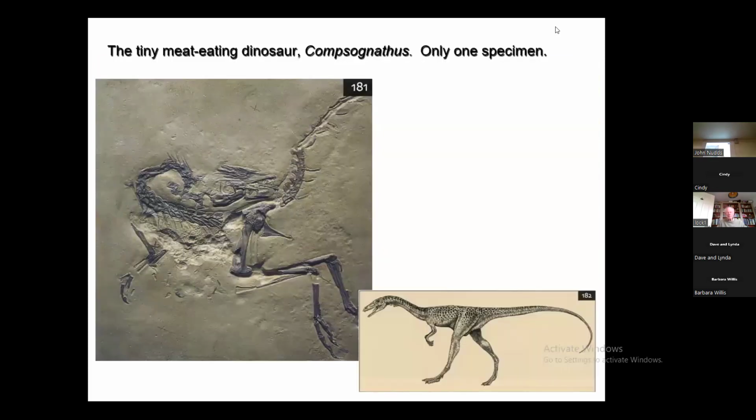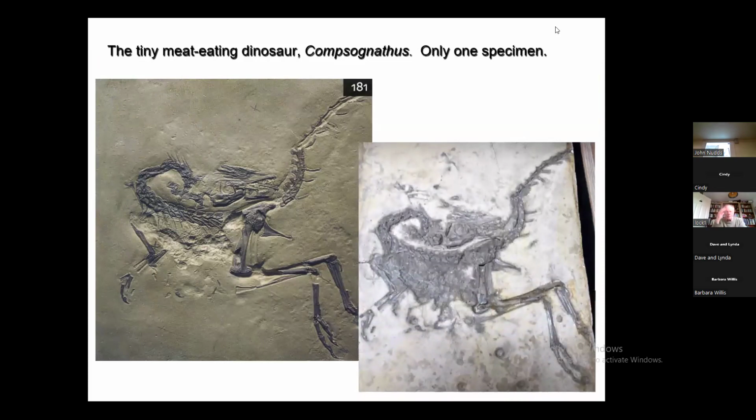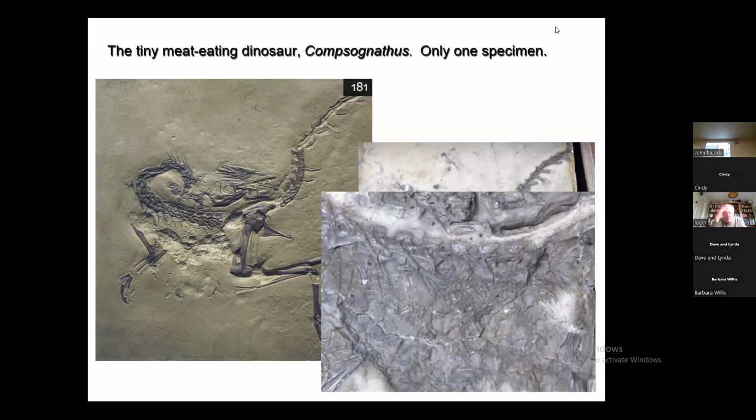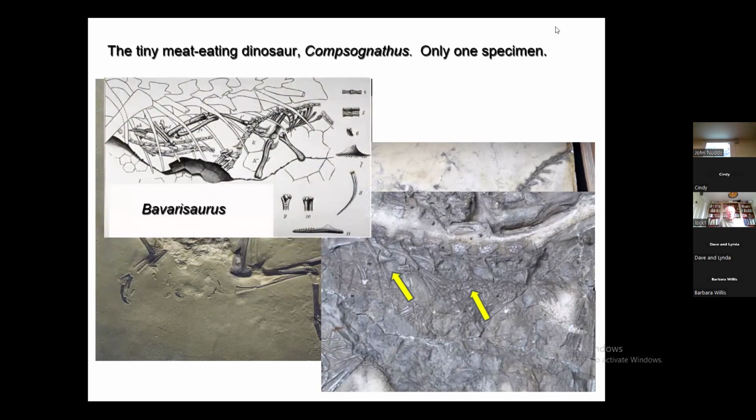And then we come to what I used to say was the only dinosaur from Solnhofen, this little chicken-sized dinosaur, Compsognathus. Only 1 specimen, so it's even more rare than Archaeopteryx. This is a cast in Manchester Museum, but a few years ago we were lucky enough to see the original in Munich. And if you look in the stomach region of this specimen, you can see there the vertebral column and there the tibia and fibula of a little lizard called Bavarisaurus. So you can build up a food web of dinosaurs eating lizards, lizards eating the insects.